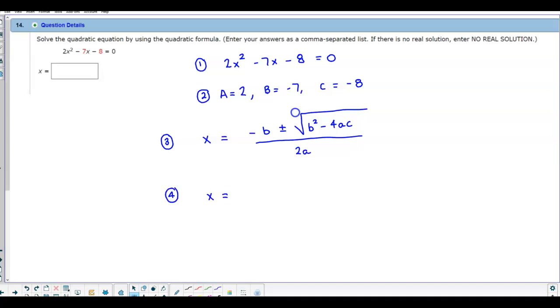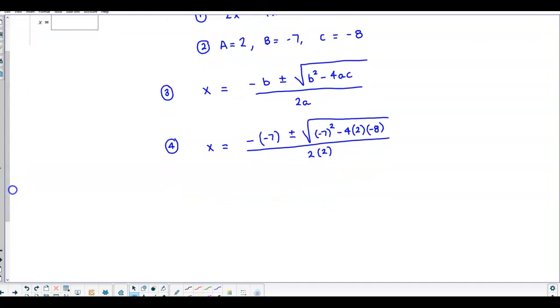So we have x, which is equal to negative. Now the value of b is negative 7. Plus or minus, we're going to take b, which is negative 7, and then square it. Minus 4 times the value of a, which is 2, times the value of c, which is negative 8, divided by 2 times a, which is 2.